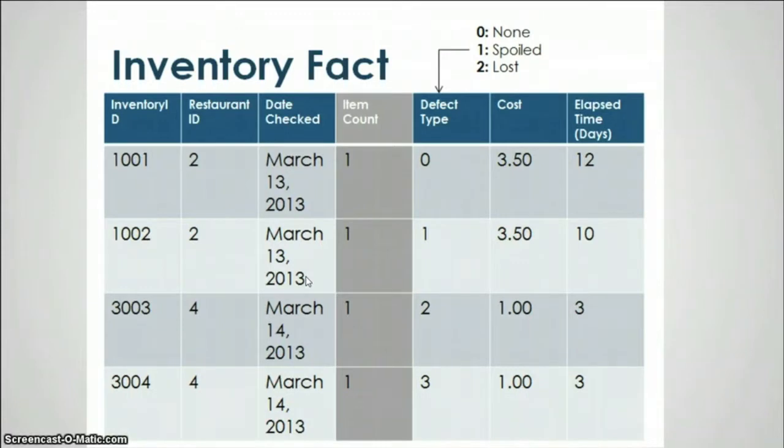Inventory ID will be specific to raw material item associated with a particular restaurant ID. Every time an inventory item is checked, the date will be recorded as well. The defect type is broken down into 0 for no defects, 1 for spoiled, and 2 for lost inventory. The cost associated with each item will also be recorded. Elapsed time in days is recorded to later be used to compare the average shelf life of a product. Inventory fact will allow us to examine inventory at different periods of times and the rate of defects.